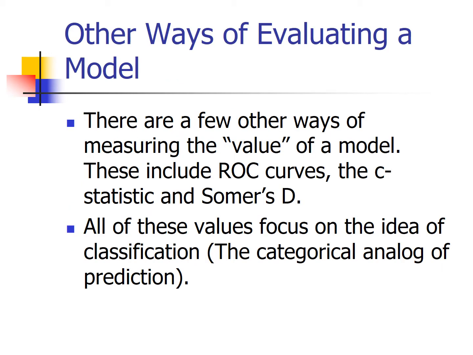Now, all right, there we go. So one down. Now I want to talk about other ways of evaluating a model. In particular, I want to talk about this idea of classification. Classification is like the categorical analog of predictions. We call it prediction in Stat 512. We call it classification in Stat 507. In particular, we're going to focus on some measurements referred to as the C statistic, and also Somers' D, which we'll see are just functions of one another.